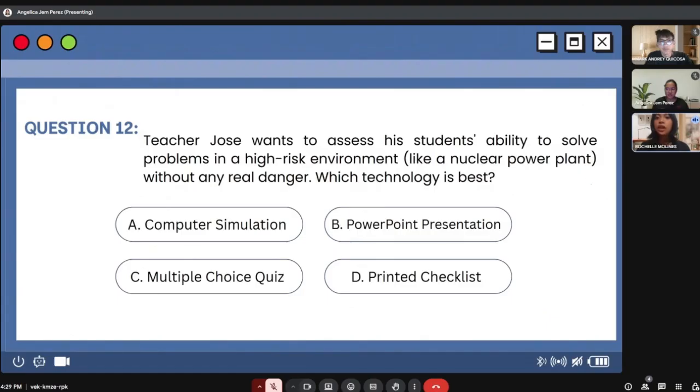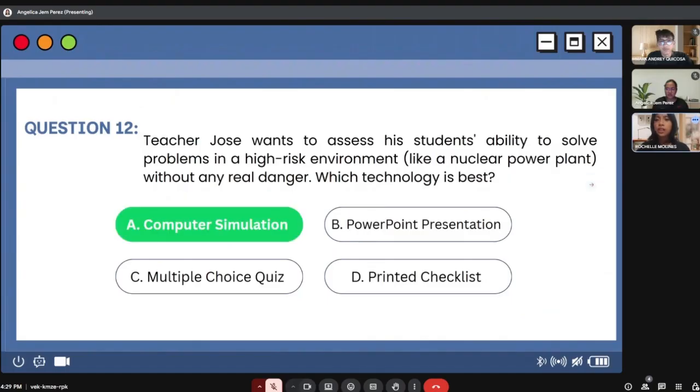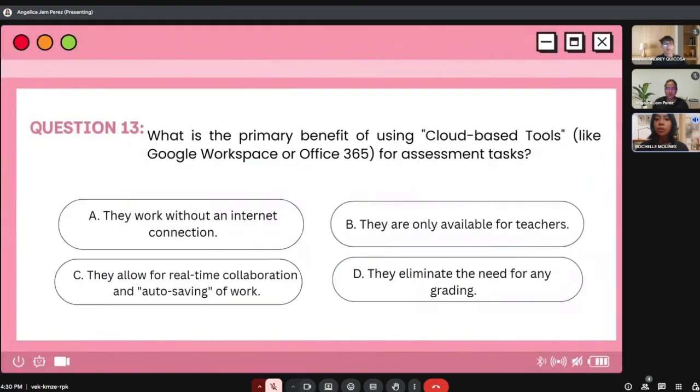The correct answer is letter A. Computer simulation, because it safely recreates real-life, high-risk situations where students can practice decision-making and problem-solving without actual danger. Next, for question number 13.